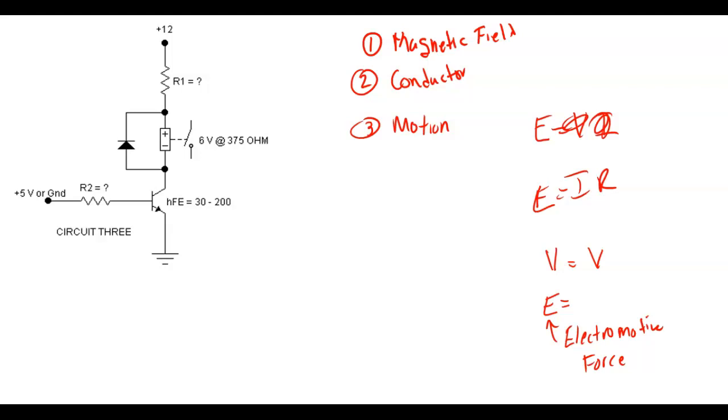So we're trying to induce one. We're trying to produce a voltage or an EMF with a magnet. So I got to have a magnetic field, I have a conductor, and I have to have motion. So I come over here and I saturate my transistor. A magnetic field builds up around this thing, causing the contact to close.